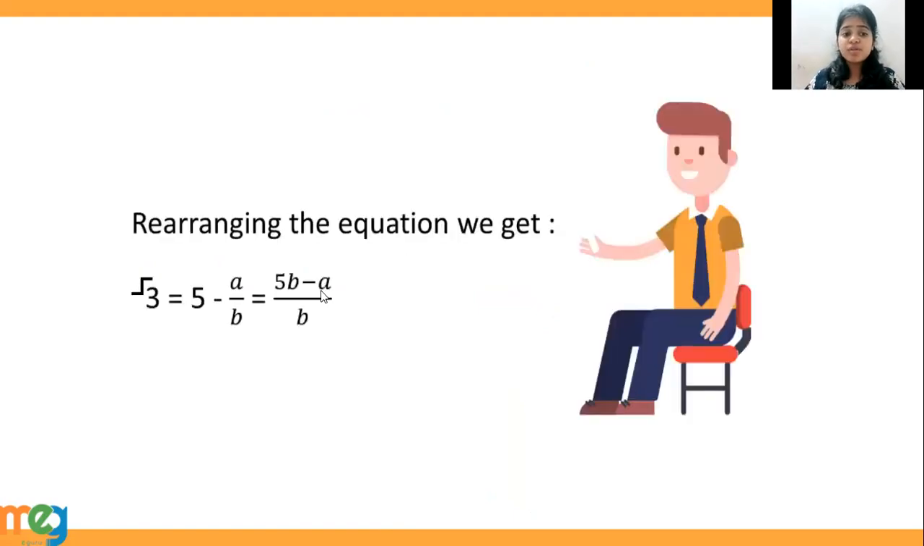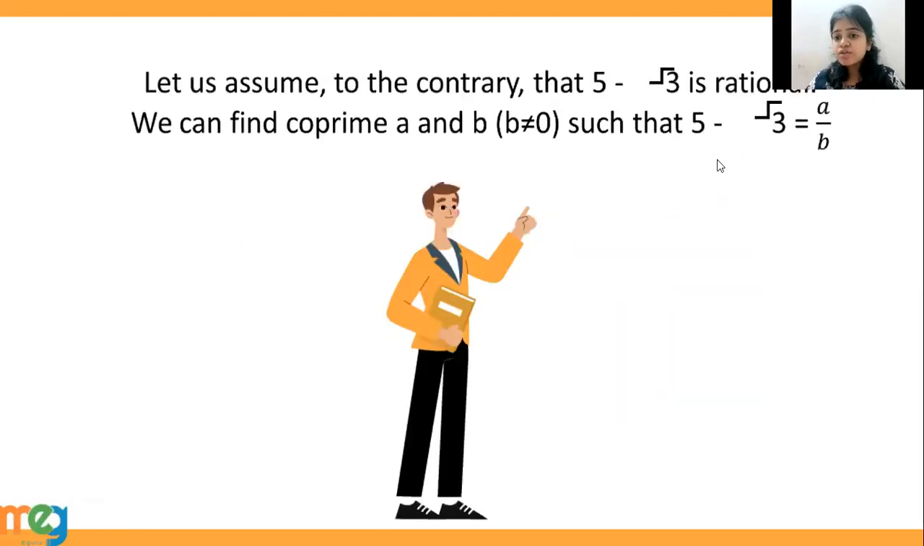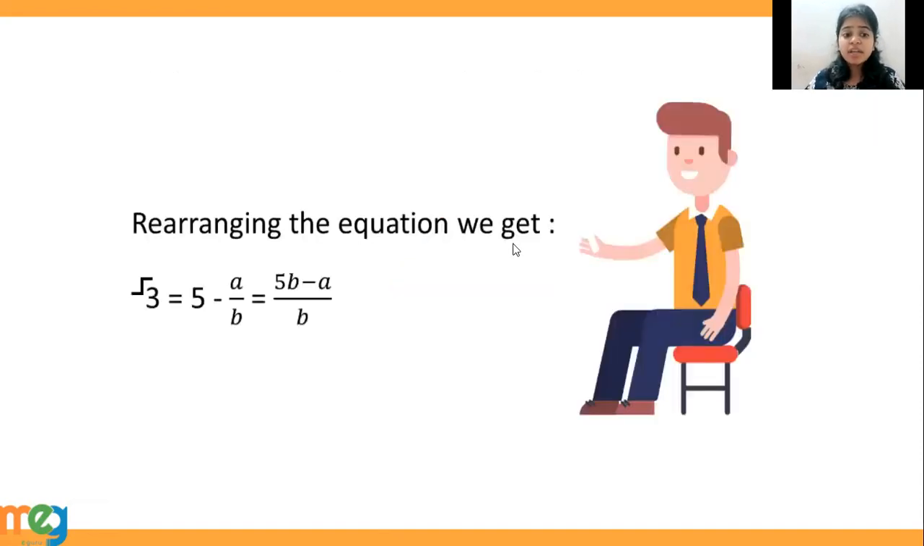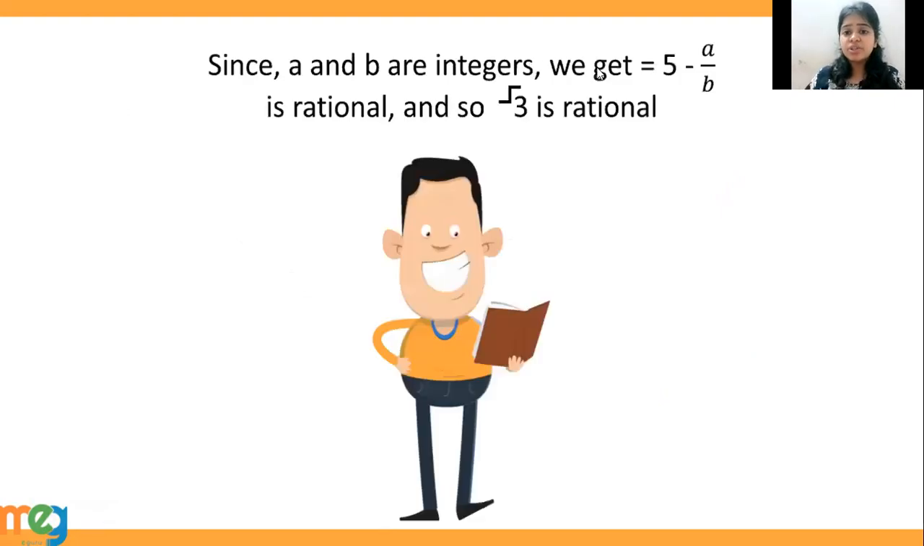Now, rearranging the equation, see carefully what they have done. Here it was 5 minus root 3 is equal to a by b. So root 3 came on the other side and a by b came on the other side, and we changed the signs, okay? Now for this step, they have taken out the LCM, in which the denominator was b. So the LCM comes out to be 5b minus a by b, right? Since a and b are integers, we get 5 minus a by b is rational. So root 3 is rational.